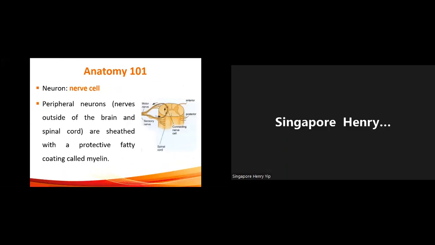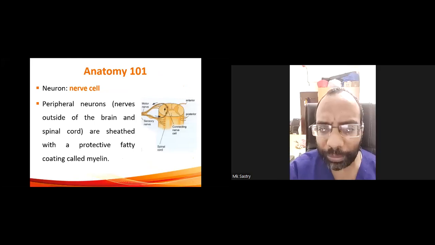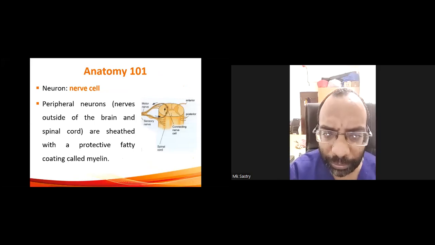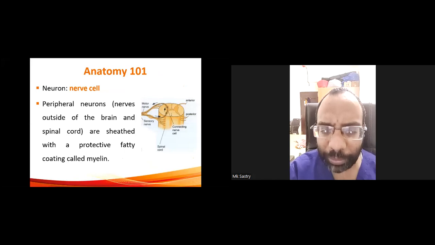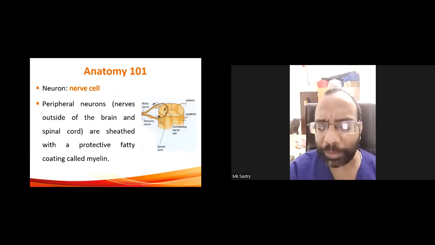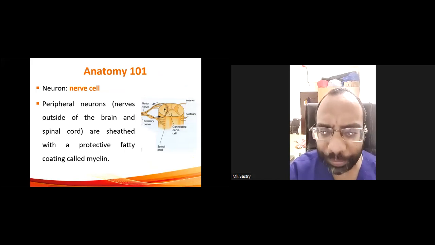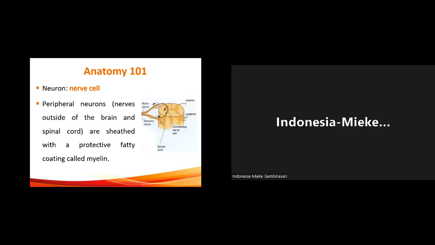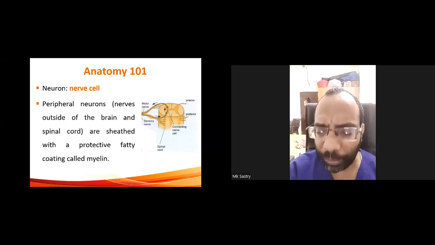Now comes a neuron, it's a nerve cell. So you will see in nerve cells, the nerve cell is protected by a fatty coating. This fatty coating is called myelin sheath. It is called what? Myelin sheath. What is myelin sheath? Myelin sheath is the protection of the nerve.